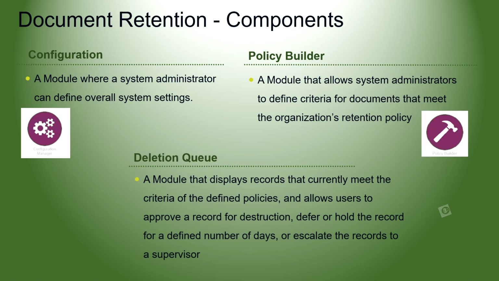Deletion queue displays records that currently meet the criteria of the defined policies and allows users to approve a record for deletion, defer or hold the record for a defined number of days, or escalate to a supervisor.